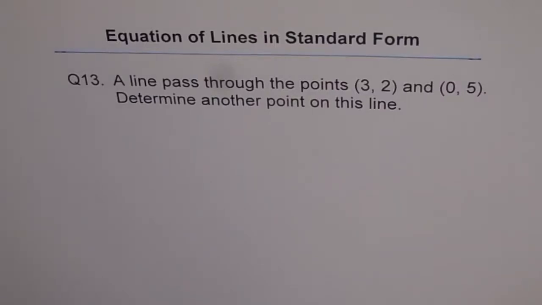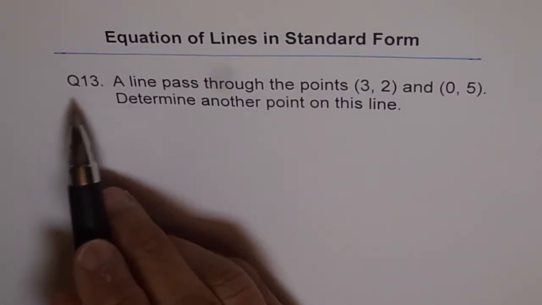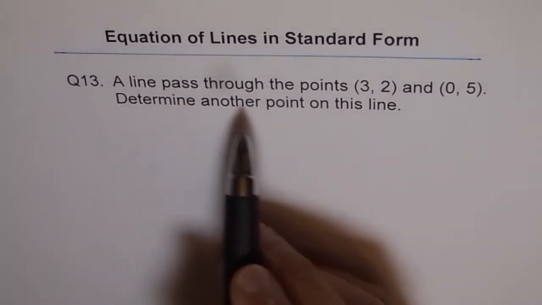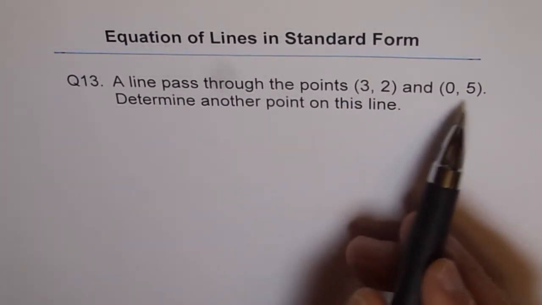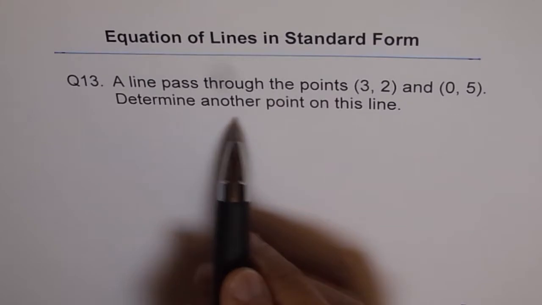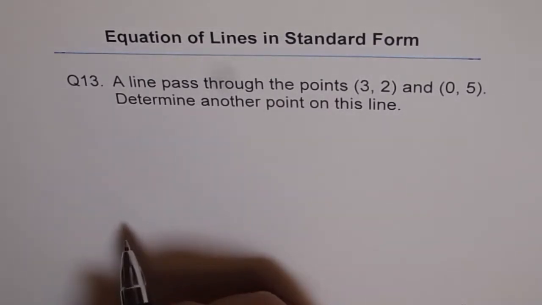Equation of lines in standard form. Question 13. A line passes through the points (3, 2) and (0, 5). Determine another point on this line.